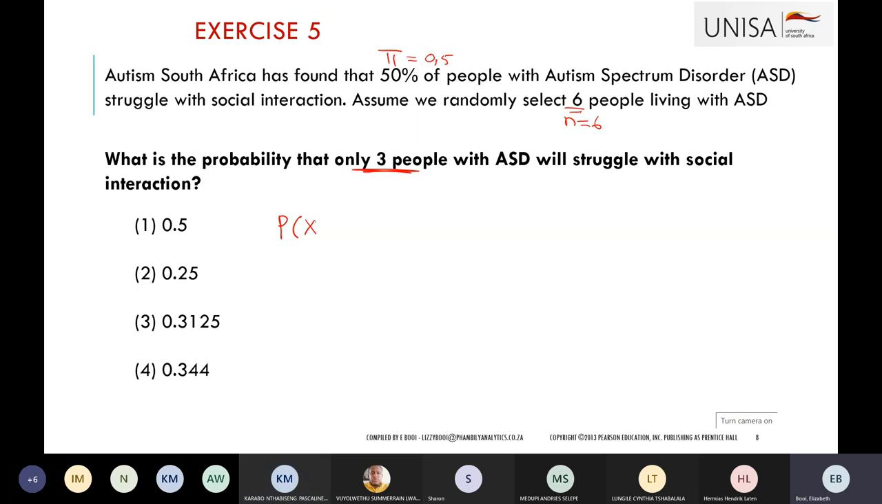Is it greater than? Sorry? X is equal to 3. X is equal to 3. And you can use the formula nCx times pi to the power x times 1 minus pi to the power n minus x, or you can use your table. So go ahead and use the table. And I will go ahead and use the formula on here.